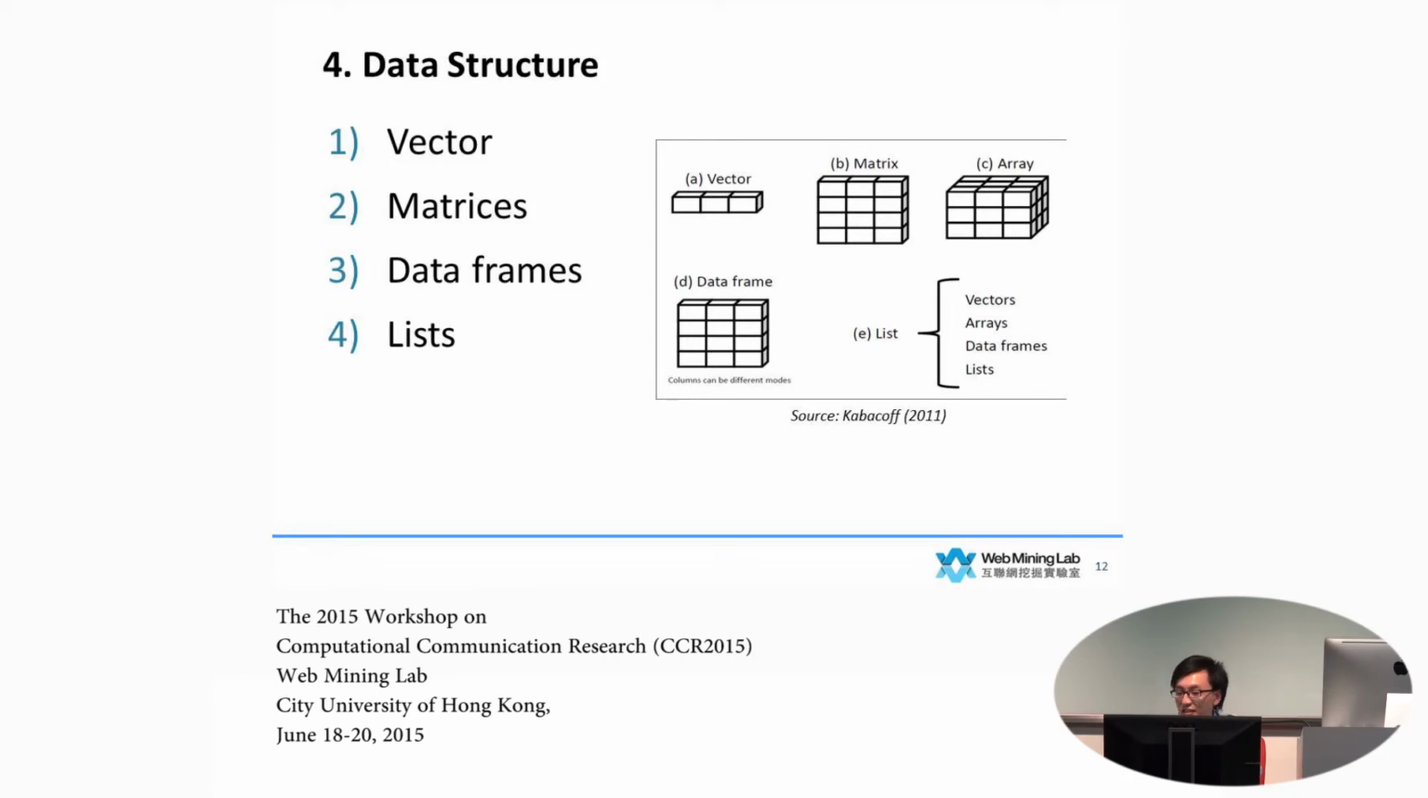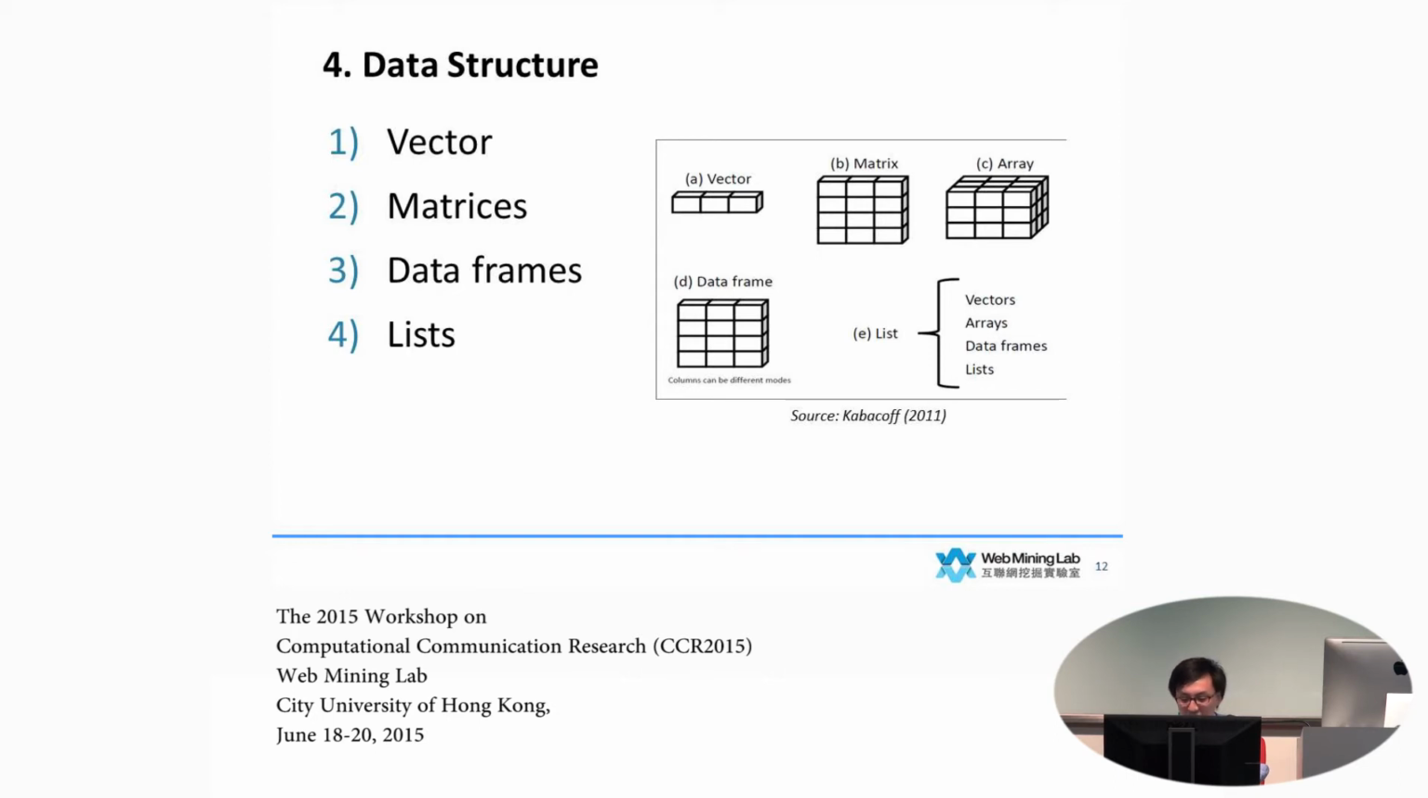Is that okay? So what is a list? A list is just a combination of vectors, data frames, or other lists. You can put everything in your list variable. Okay? So I'll show you how to create and how to manipulate these.